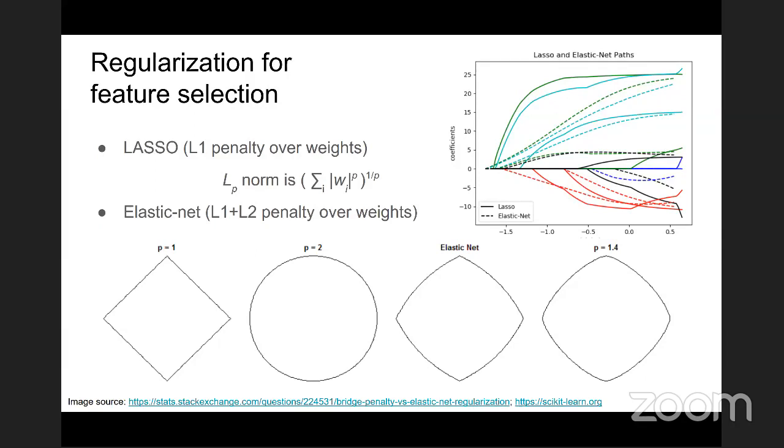So lambda is the regularization coefficient. Yes, that's correct. What is lambda? Okay.